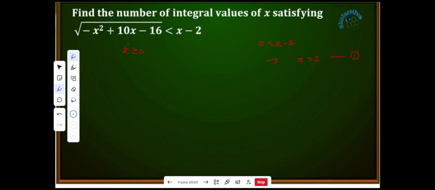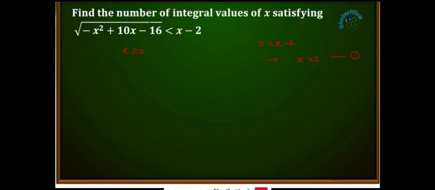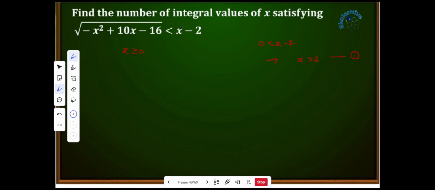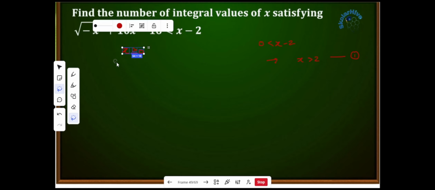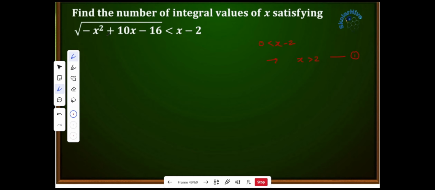Now if the expression inside is greater than 0, then this will obviously be positive and the square root of the number will be positive, right? So we have to check what values of x will satisfy this. So just go for the domain of this expression. If it is defined, then this inequality will be defined. So first let me check the domain. The domain is nothing but negative x square plus 10x minus 16 should be greater than or equal to 0.